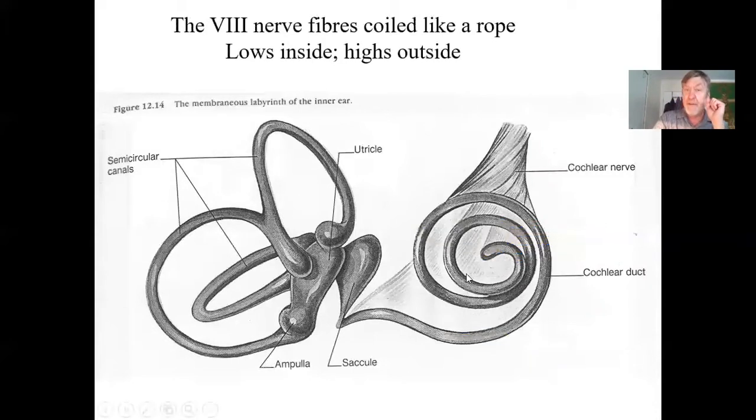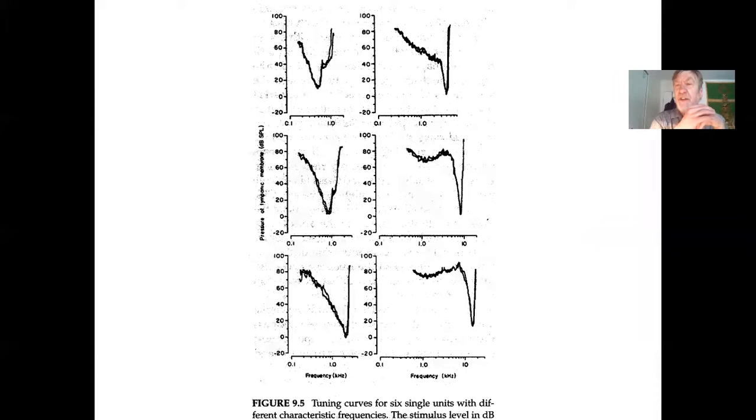You can see that here. Fibers from the apex of the cochlea are deep inside the eighth nerve. Fibers from the base of the cochlea are wrapped more around the outside of the eighth nerve. And so the eighth nerve, like the cochlea, is tonotopic. Specific frequencies are represented in specific places. And we said that in order to tell that, we used eighth nerve tuning curves.